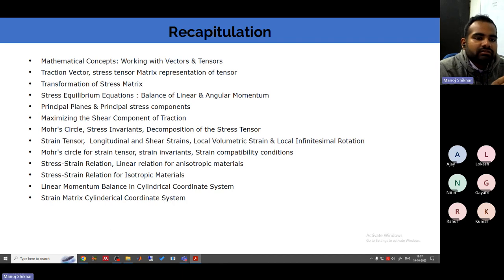Then we realized that the number of variables we had was more than the number of equations we had. So we discussed the stress strain relation, also known as the constitutive law. We saw two different kinds of stress strain relation: one was the linear relation for anisotropic materials, then the relation for isotropic materials. And in this course, we mainly dealt with isotropic materials.